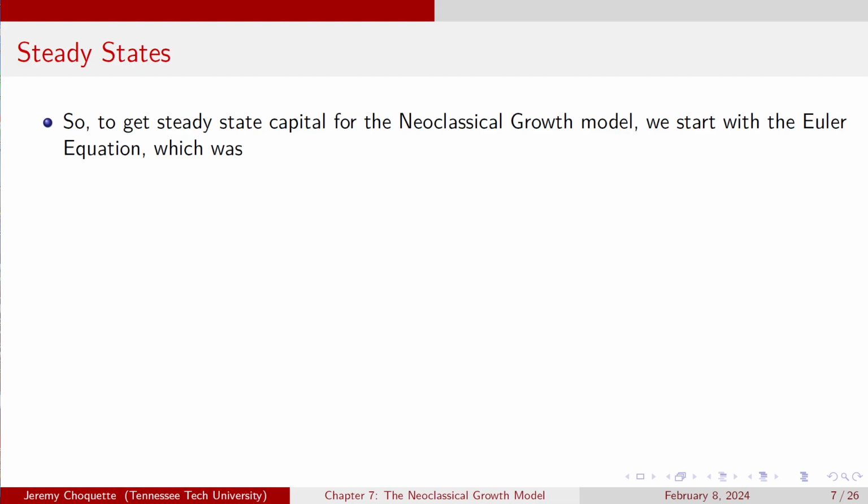So anyways, steady states. What are we going to do first? Well, we want to get steady state capital first, just like we did in the Solow model. And steady state capital is very easy to get here. We're going to start with the Euler equation.